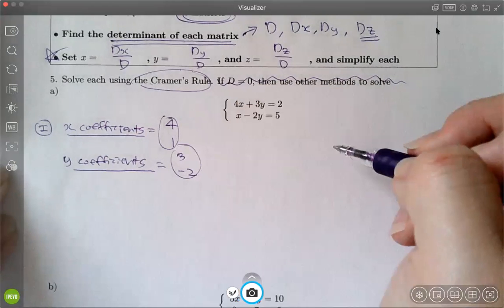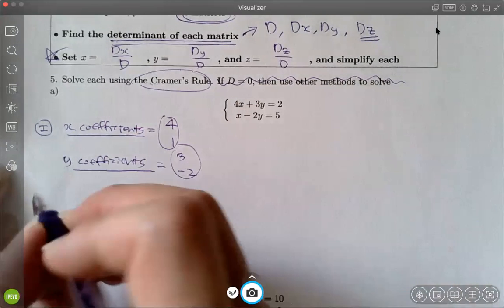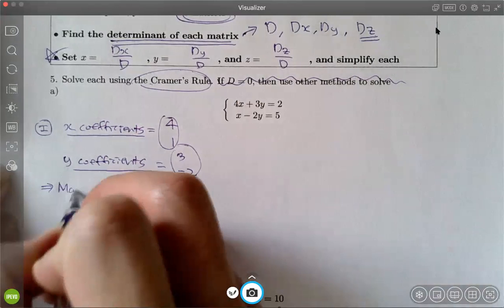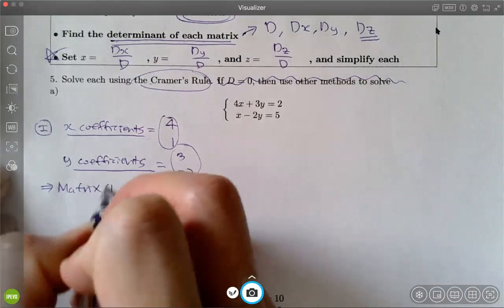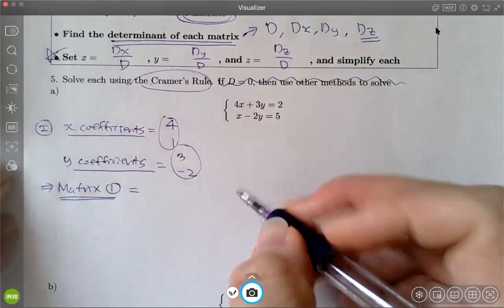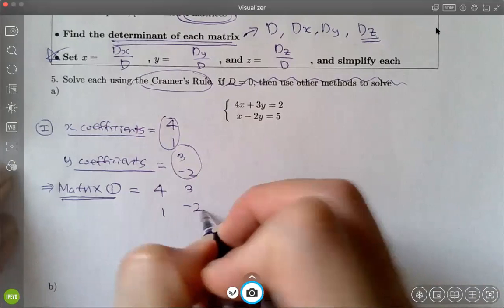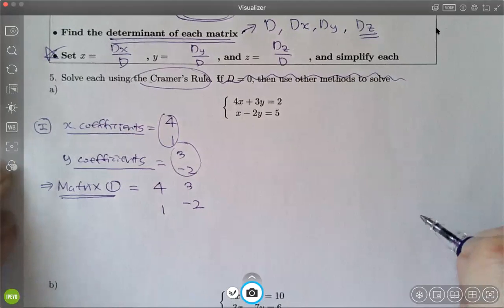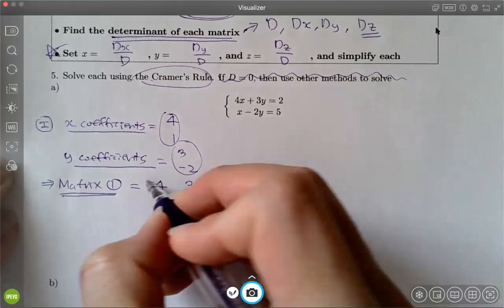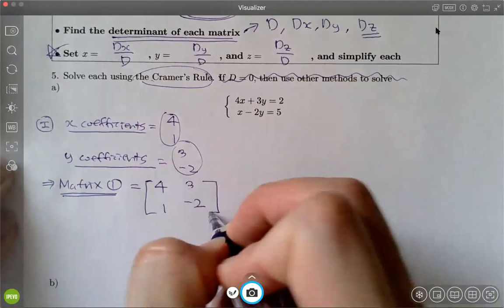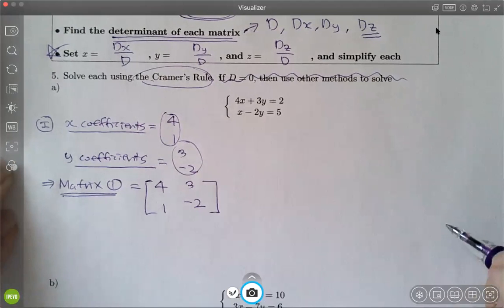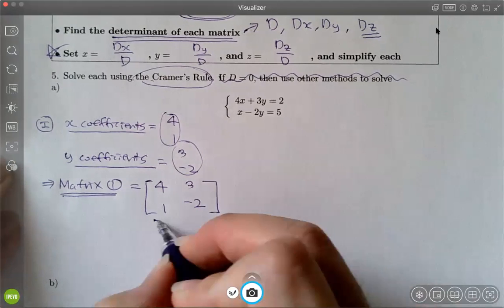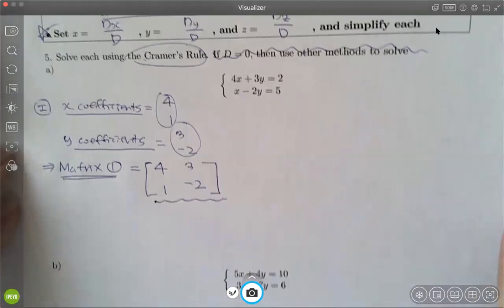So what is matrix number 1, the parent or mother matrix? It is 4, 1, 3, negative 2. And what is the order of this matrix? 2 by 2, because it has 2 rows and 2 columns. So that's it for step number 1.